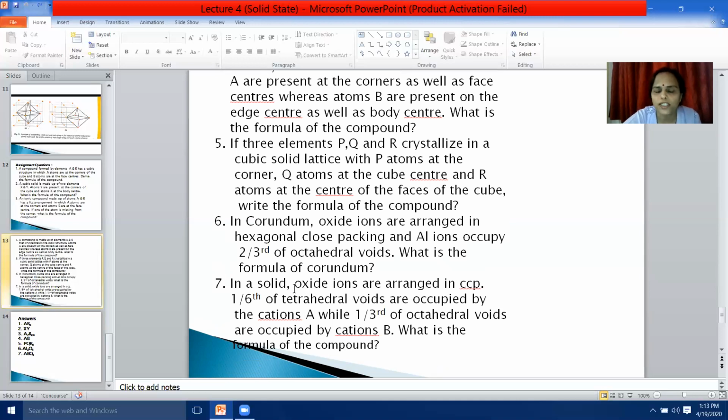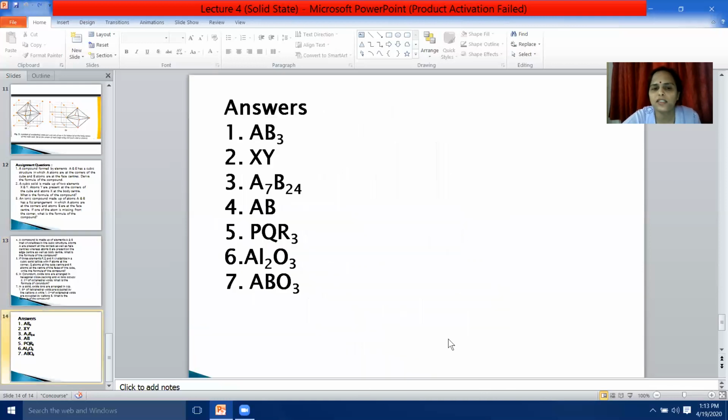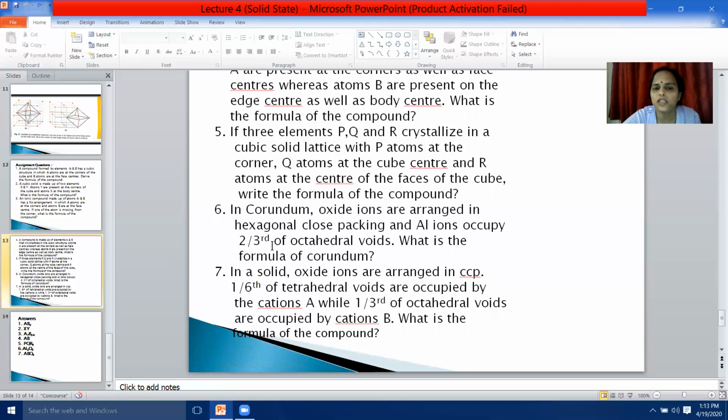It is in a solid. Oxide ions are arranged in CCP. 1/6 of tetrahedral voids are occupied by the cations A, while 1/3 of octahedral voids are occupied by cations B. What is the formula of the compound? So to answer this, in a solid, you see here we are taking cations A and B, 2 cations are there and 1 anion, that is oxide ion. So ABO, you need to take 2 cations and 1 anion, that is oxide ions.